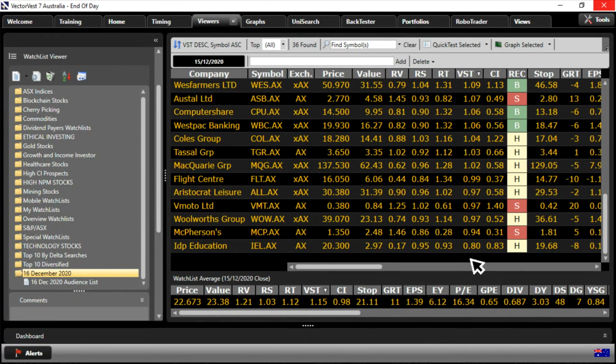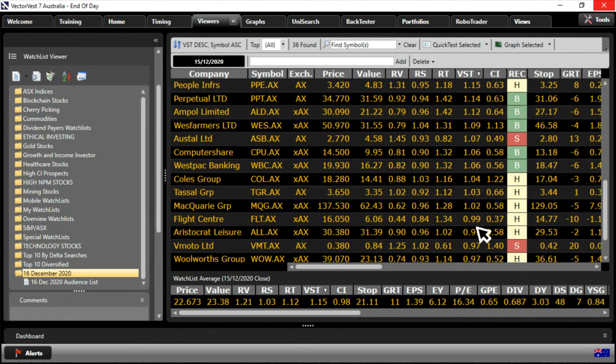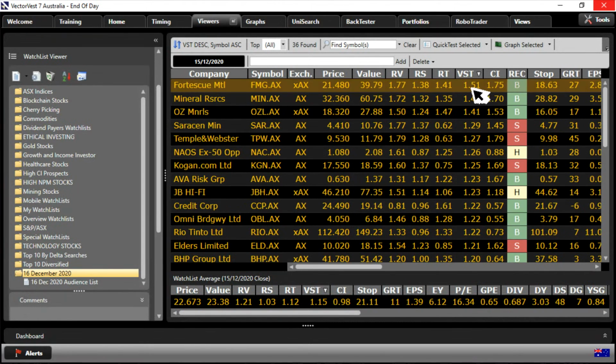I must admit the stocks you give me here on average are pretty good. This is not too bad a list. I've seen much worse with much lower VST scores. But the best combination, fundamentals and technicals, at the top of the list. All right, so what does VST comprise of?